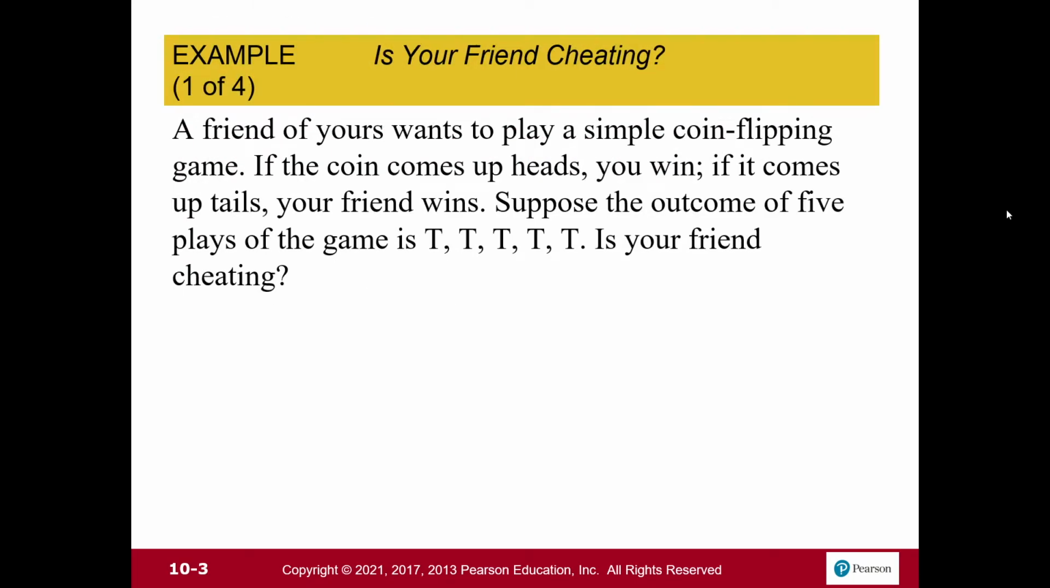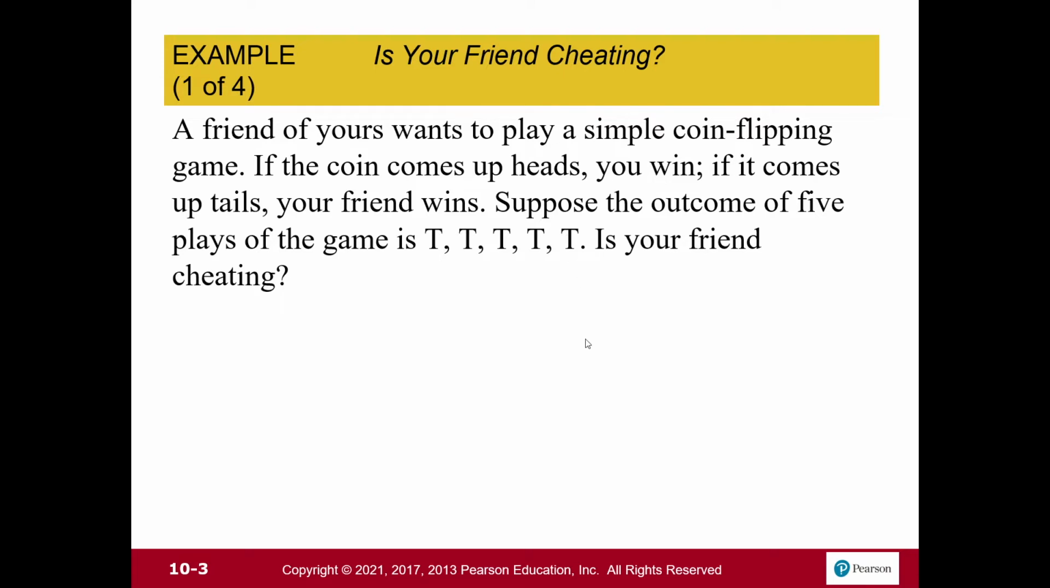So here we have a question, and this could be a hypothesis: Is your friend cheating? A friend of yours wants to play a simple coin flipping game. If the coin comes up heads, you win. If it comes up tails, your friend wins. Suppose the outcome of 5 plays of the game is tails, tails, tails, tails, tails. Is your friend cheating? So we have a little sample space of 5. They're all supposed to be independent.